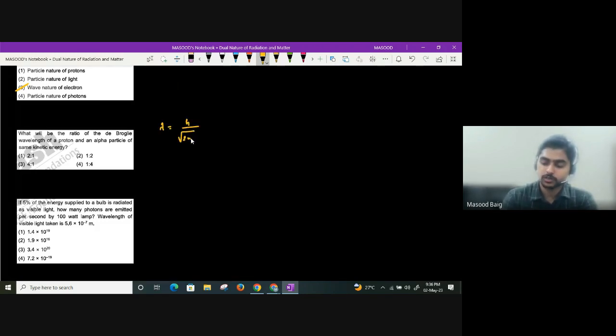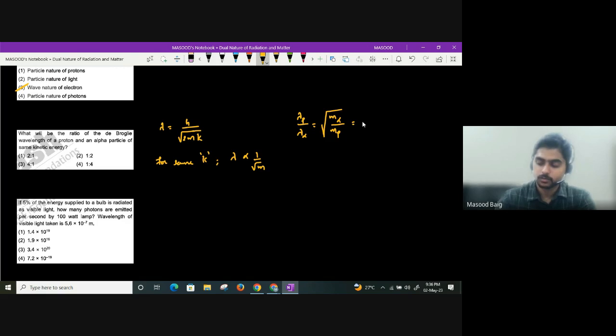What will be the ratio of de Broglie wavelength of a proton and alpha particle of the same kinetic energy? Again, what is de Broglie wavelength? h by root over 2mK. Yes or no? For the same kinetic energy, what can we tell regarding de Broglie wavelength? It will be inversely proportional to the square root of mass. So wavelength of proton to wavelength of alpha particle will be root over mass of alpha particle divided by mass of proton. You know mass of alpha particle is 4u. Mass of proton is 1u. So I'll get it as root over 4 is to 1, which will be 2 is to 1. Clear, all of you?